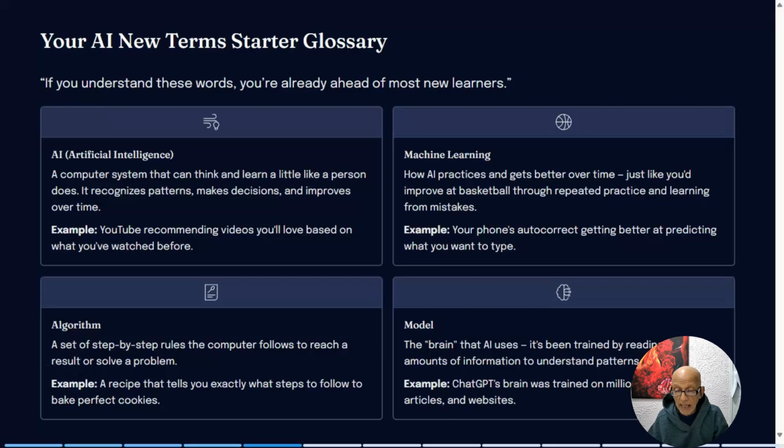Okay, now let's look at model. Model, the brain that AI uses has been trained by reading massive amounts of information to understand patterns. Example, ChatGPT's brain was trained on millions of books, articles, and websites. So there are different models, and we'll be discussing that. Right now, the current updated model is ChatGPT 5. There are other models, but ChatGPT 5 is the latest model.